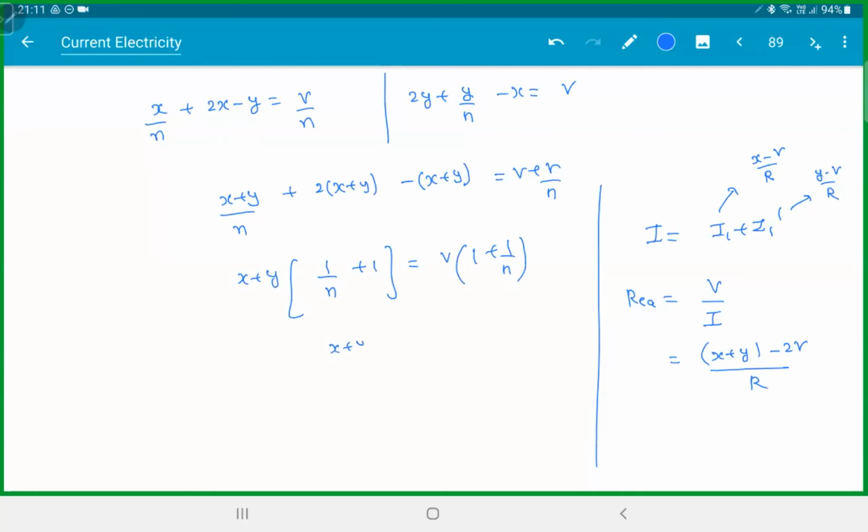So I'm getting x plus y is equal to v. I put up somewhere. This is nr, na? That is nr. You can't do anything again. That would be x by n plus y. Sorry, you can't do anything.